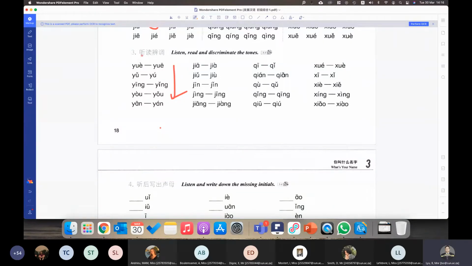Right, now I need you to get your pencil ready. Okay. I'm only going to read out one syllable within a pair, and just circle the one you hear. Okay. We go in the same order as the soundtrack. Ready?